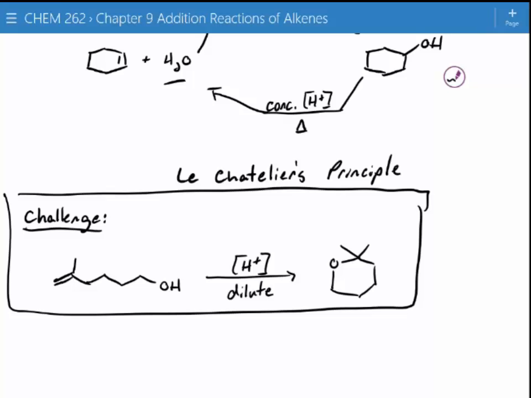All right, are there any questions on the acid catalyzed hydration reactions? No? Looks like a few people are copying this down still, so I'll wait a second.